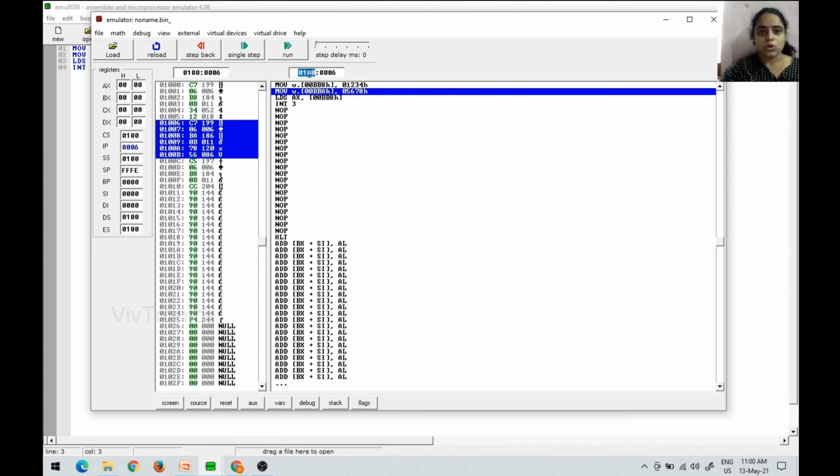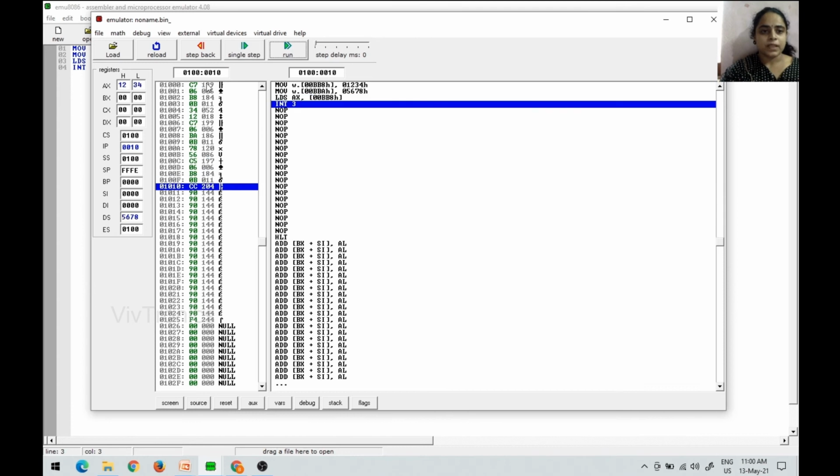So this is code segment and instruction pointer. You can see here after execution of LDS, the AX register has the value 1, 2, 3, 4 and the DS register is loaded with the value 5, 6, 7, 8. Okay, the ES register remains unchanged. Okay, so this is about the LES and LDS instructions, as reflected here.